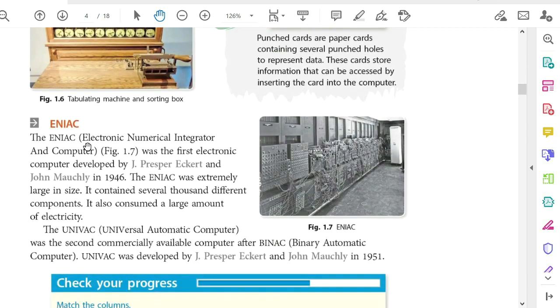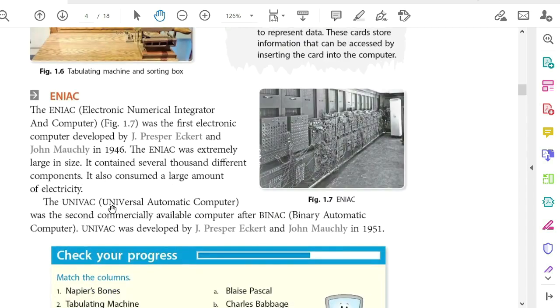Then ENIAC, the full form is very important: Electronic Numerical Integrator and Computer. It was the first electronic computer developed by J. Prosper Eckert and John Mauchly in 1946. Then UNIVAC, Universal Automatic Computer. It was the second commercially available computer after BINAC. So after ENIAC, BINAC was developed, then UNIVAC.